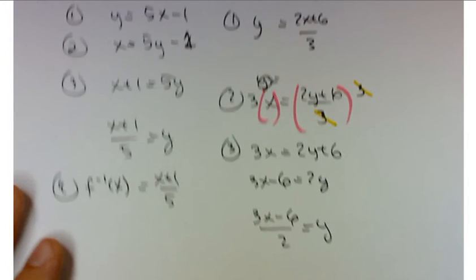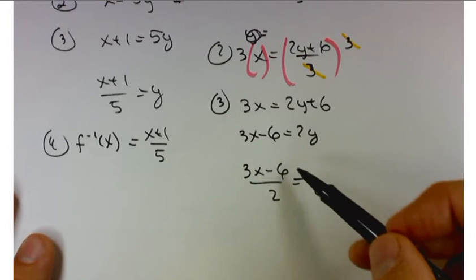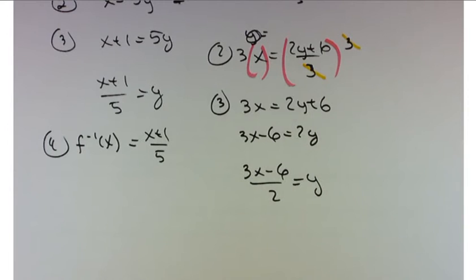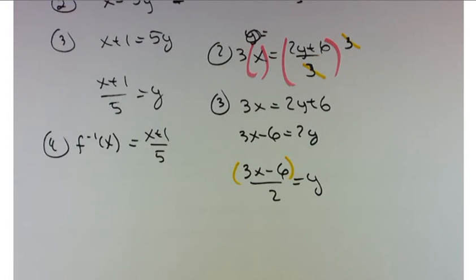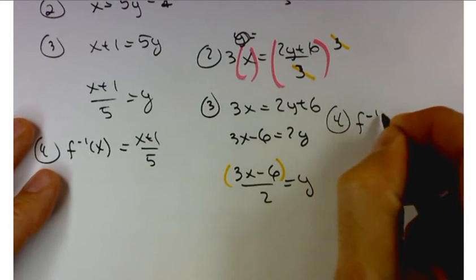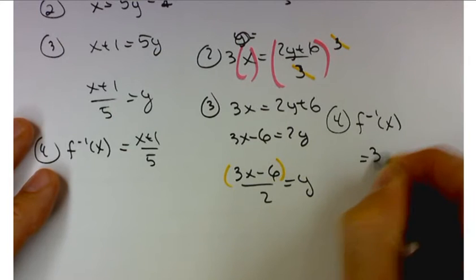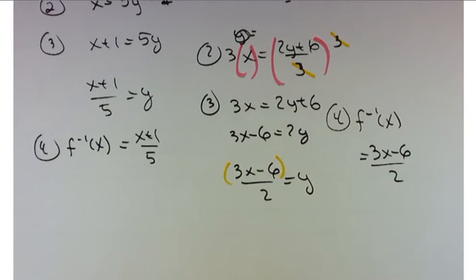Now, I know it's tempting to want to cancel that 2 into the 6. You can't. Those terms are married. They're joined in mathematical matrimony. Don't break up that marriage. You'll be a home wrecker. Good job. All right, so that leaves us with f inverse of x equals 3x minus 6 over 2. Nice. Let's try a couple more.